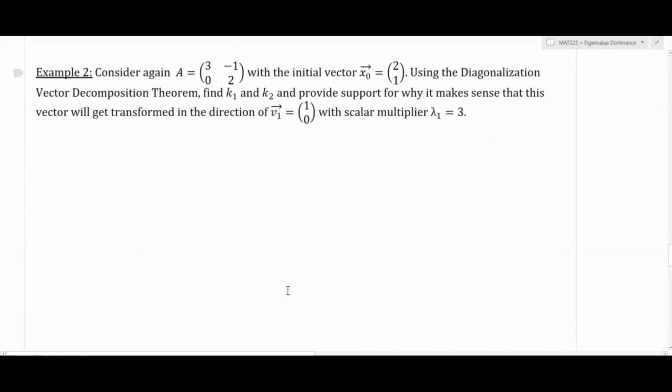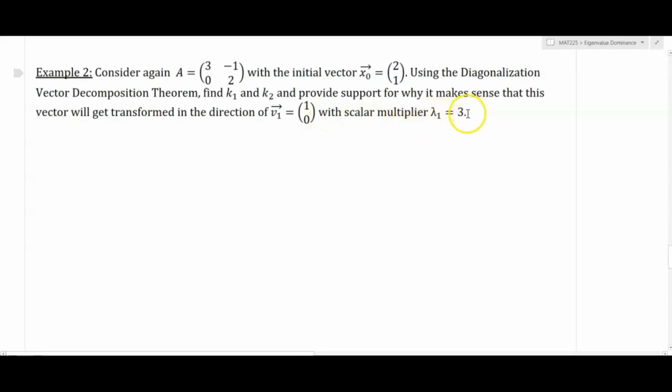So let's do an example with this to see how this all works. Consider again A equals [3, -1; 0, 2] with initial state vector x0 equals (2, 1). Using the diagonalization vector decomposition theorem, find k1 and k2 and provide support for why it makes sense that this vector will get transformed in the direction of v1 equals (1, 0) with scalar multiplier lambda 1 equals 3.